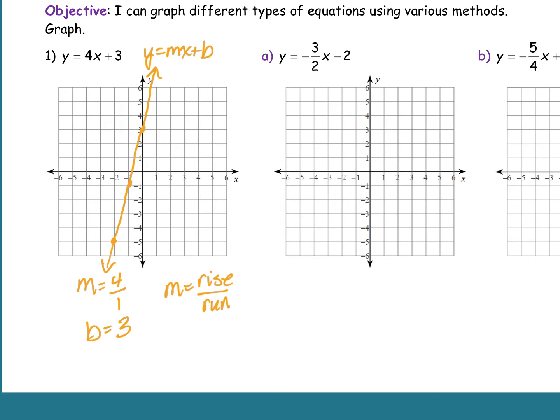Okay, what's the slope on my second line? Negative 3 over 2. Nice, George. And what's my y-intercept? Negative 2. Great. So now I'm going to start at negative 2, right? And I'm going to go down 3 and forward 2. So 1, 2, 3, 1, 2. Or I can go up 3 and back 2. 1, 2, 3, 1, 2. Thank you.